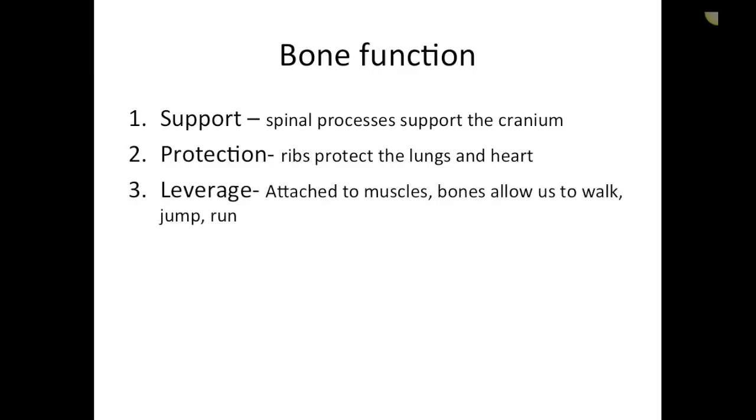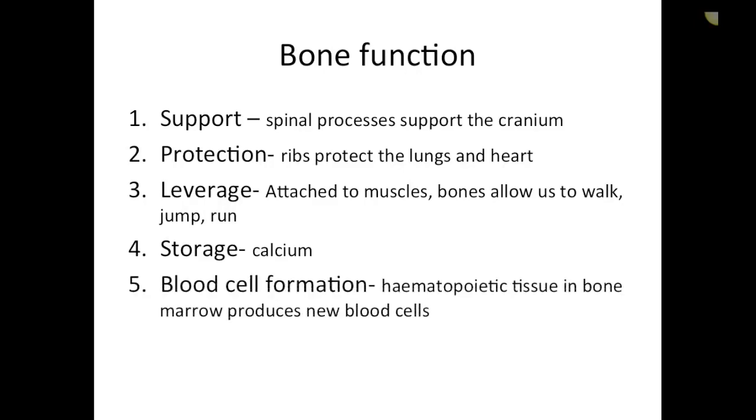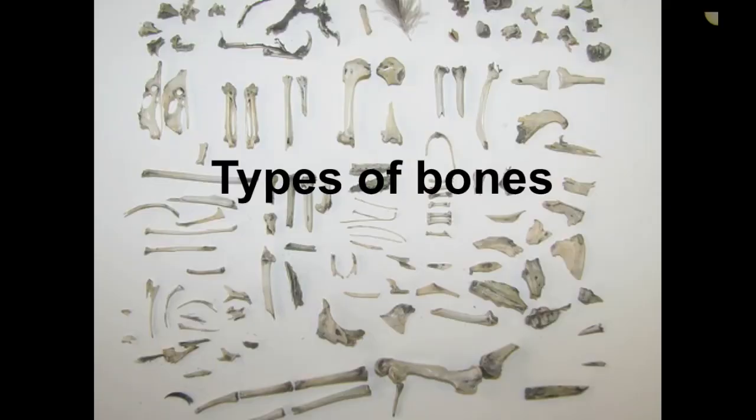Number 3, leverage. Attached to muscles, bones allow us to walk, jump, and run. Number 4, storage. We store calcium, various minerals, as well as blood. And then there's also blood cell formation. Hemopoietic tissue in the bone marrow produces new blood cells. If an animal or a human breaks a large bone, they do have the potential to bleed to death because of that significant blood cell formation and storage.